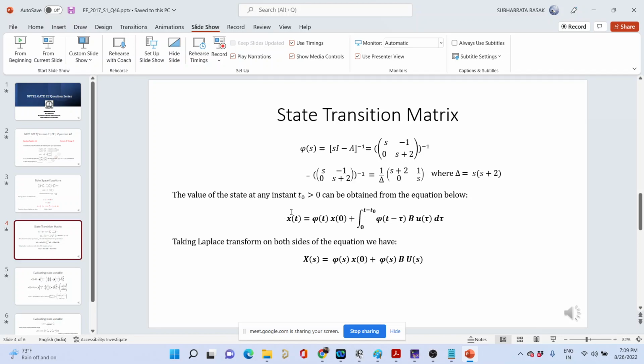If we do that, we end up getting X(s) equal to phi(s) x0, because x0 is constant, it is the initial condition vector given to us, and this term is the convolution term, so it is phi(s) B U(s). Now we have to find these two matrices, phi(s) x0 and phi(s) B U(s). Let us do this operation and see what we get.